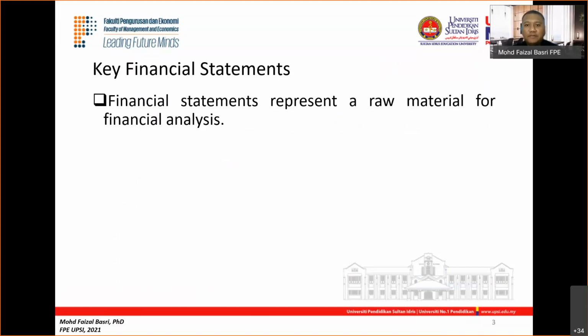So key financial statements represent a raw material for financial analysis. For you guys, I'm not sure whether you've seen in the My Guru or not, the assignments. We have one assignment where you need to do financial ratio analysis. Therefore, you need to find your own raw material of the data. What kind of raw material? As I said before, we have two documents: the balance sheets and also the income statements.